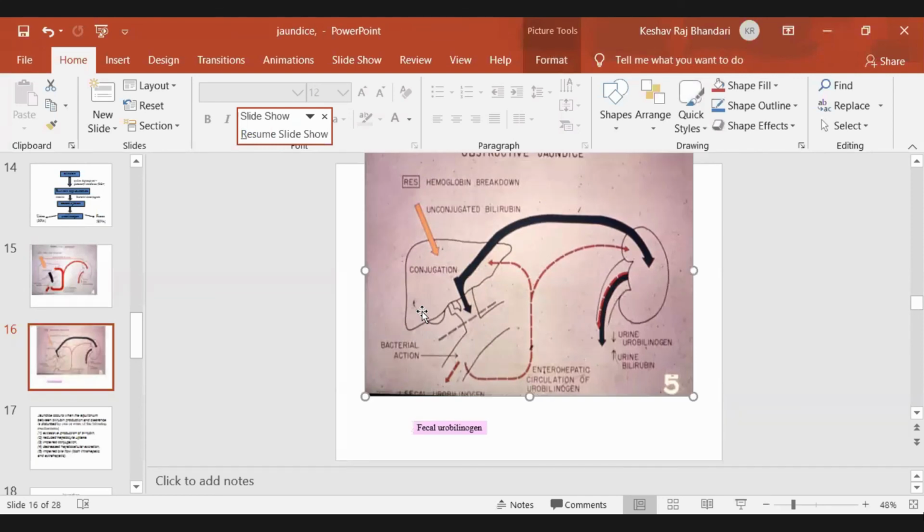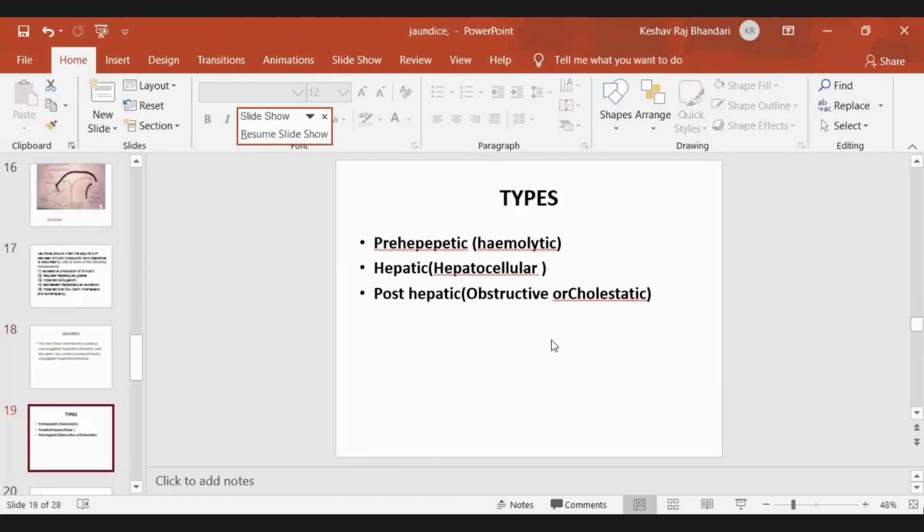See, it is decreased. It is blocked. Now I told you the causes of jaundice are 5: excessive production, reduced hepatocyte uptake, impaired conjugation, decreased hepatocellular excretion, and impaired bile flow. So the first three will lead to unconjugated hyperbilirubinemia. The last two will lead to conjugated hyperbilirubinemia. Earlier we used to classify as pre-hepatic, hepatic, and post-hepatic, that is hemolytic jaundice, hepatocellular jaundice, and obstructive jaundice. Cholestasis means obstruction.